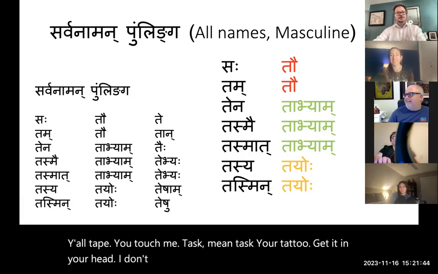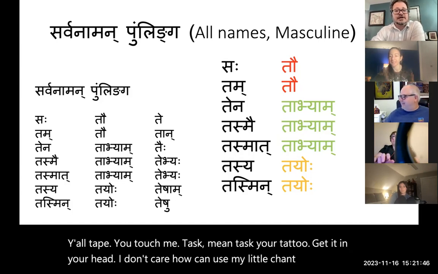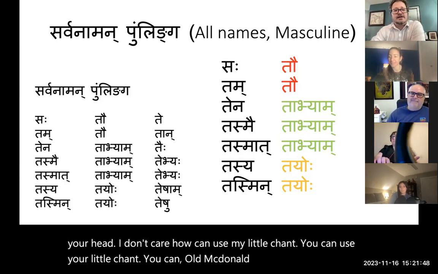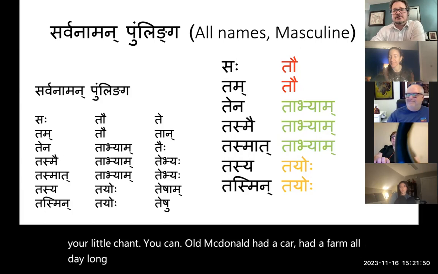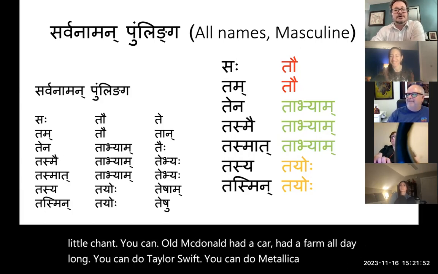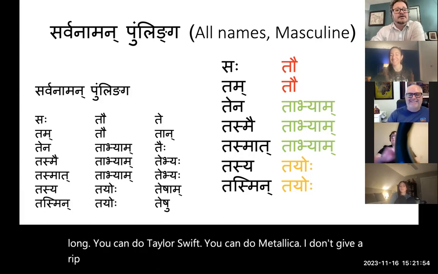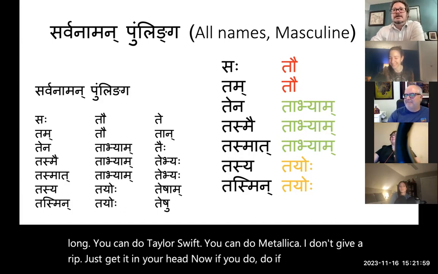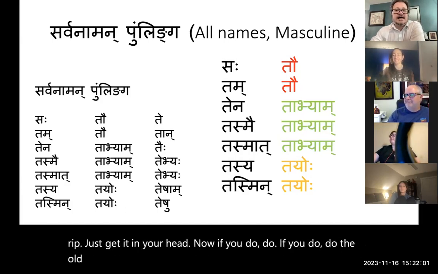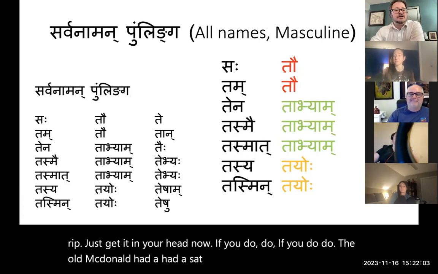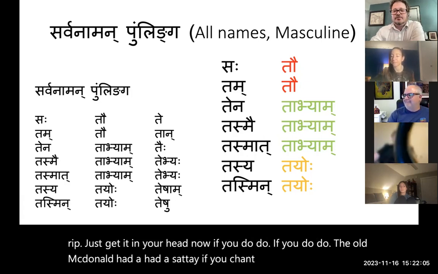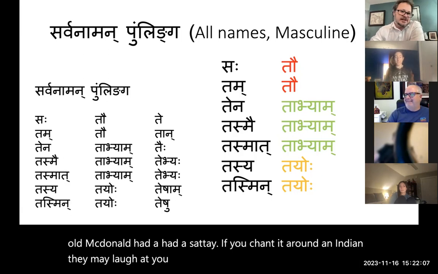I don't care how. You can use my little chant. You can use your little chant. You can do Old MacDonald had a farm all day long. You can do Taylor Swift. You can do Metallica. I don't give a rip. Just get it in your head. Now, if you do the Old McDonald had a sa tau te, if you chant it around an Indian, they may laugh at you. But that's okay, because they'll also find it delightful.